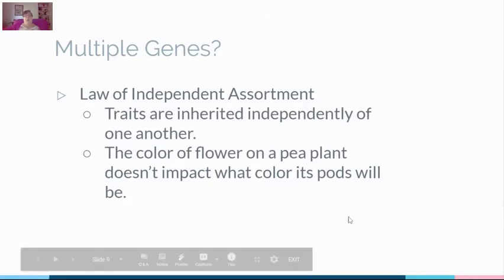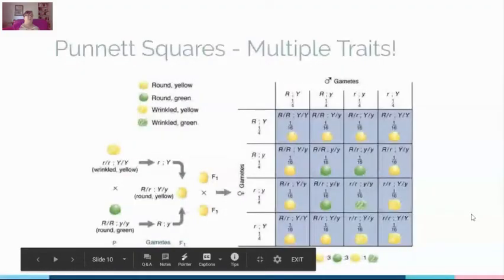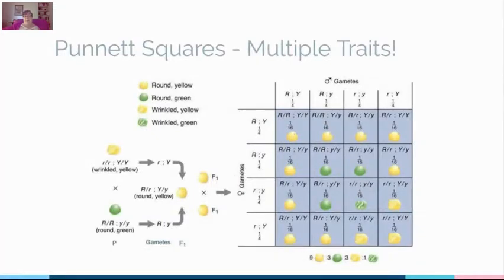Each of those traits is inherited completely independently of the others. So tracking that genetics could look something like this. You can make a Punnett square for multiple traits. It just means a little more work. So here we're looking at the shape of the pea a plant produces and the color. They can either produce round peas, which is the dominant trait, or wrinkled peas, which is recessive. Similarly, they can either produce green peas or yellow peas, yellow being dominant and green being recessive.